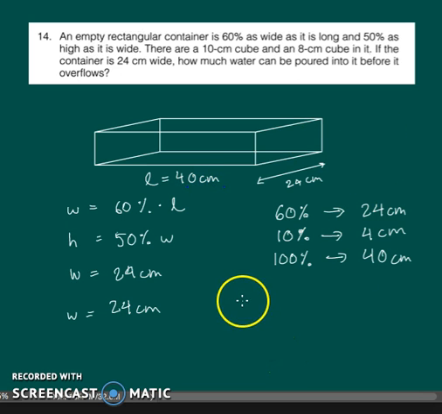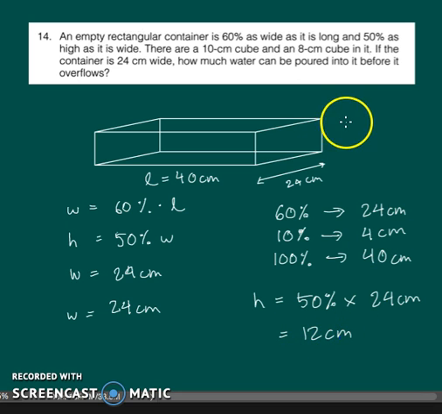So now we just have to find the height. And the height is equal to 50% of the width. So this time we're just going to multiply 24 centimeters by 50%, and that will just give us 12 centimeters. So height is equal to 12 centimeters.